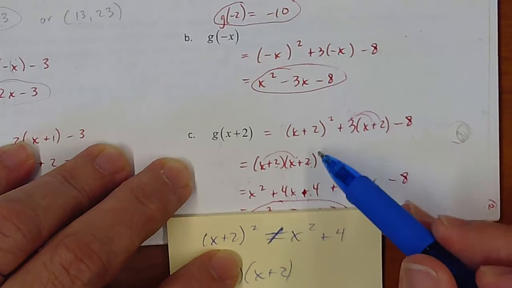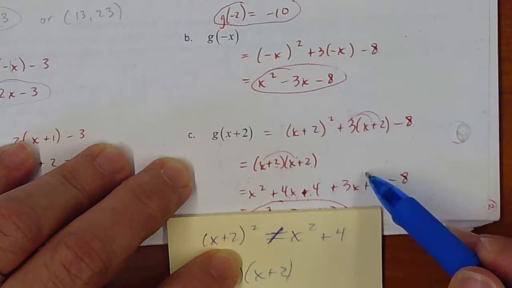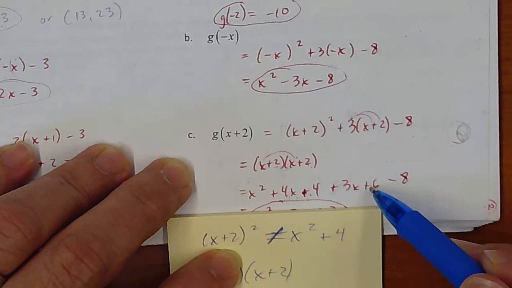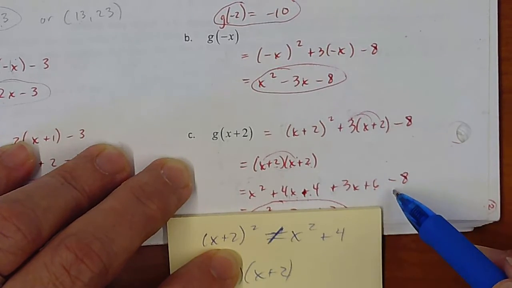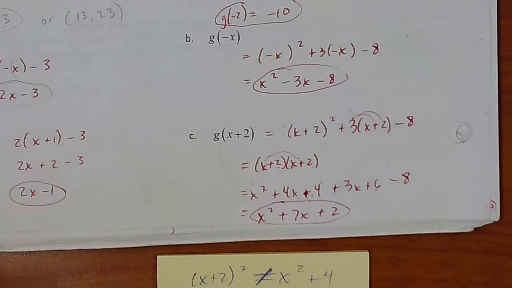Now that I'm done expanding that and multiplying, let's bring in the other terms. 3 times x plus 2 is 3x plus 6, and then the minus 8. Now it's just a matter of collecting like terms to get this for the final answer.